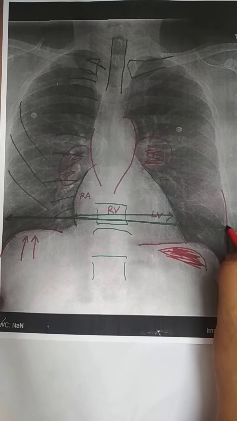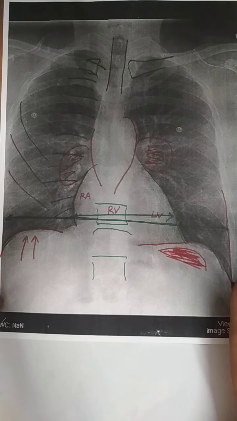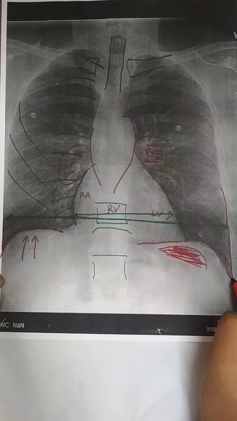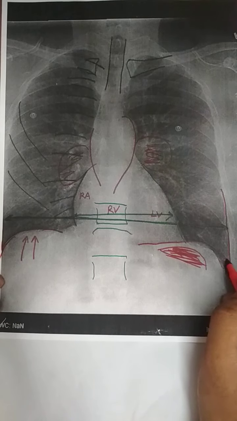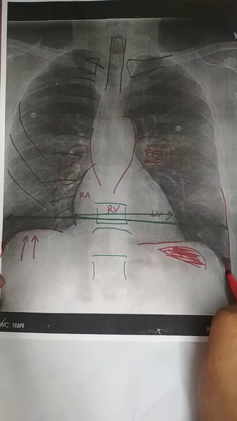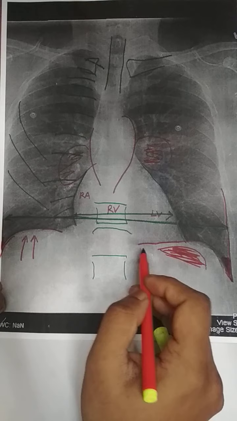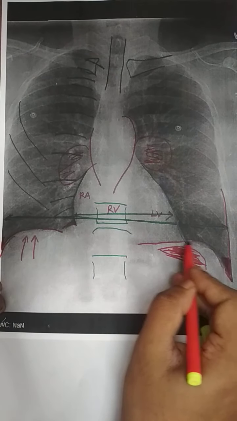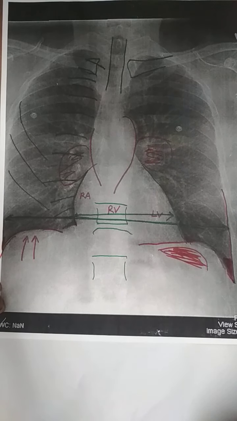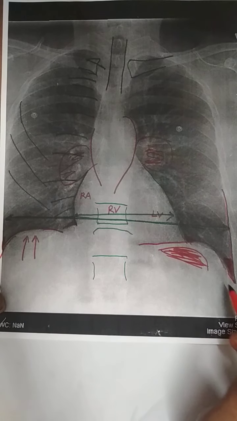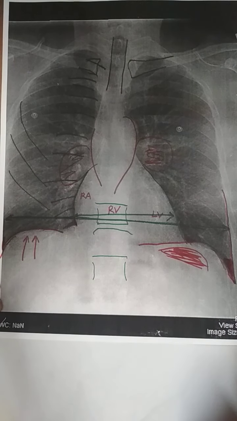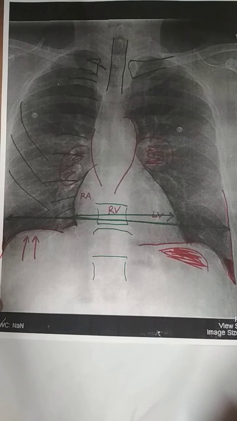So the pleura would be extending downwards, and this particular angle here is called the costophrenic angle, and this angle is called the cardiophrenic angle. Normally the costophrenic angle is sharp, but if there is some effusion, there would be blunting of the costophrenic angle. That suggests some kind of effusion, some kind of pleural disease.